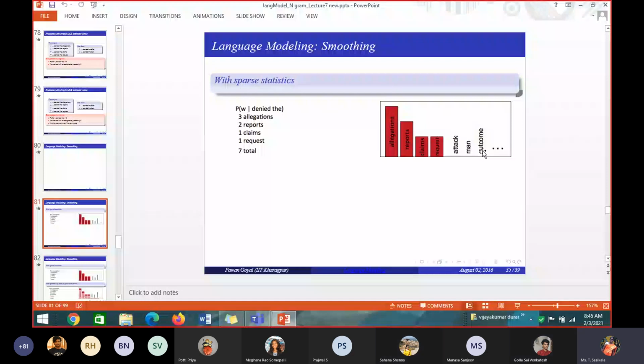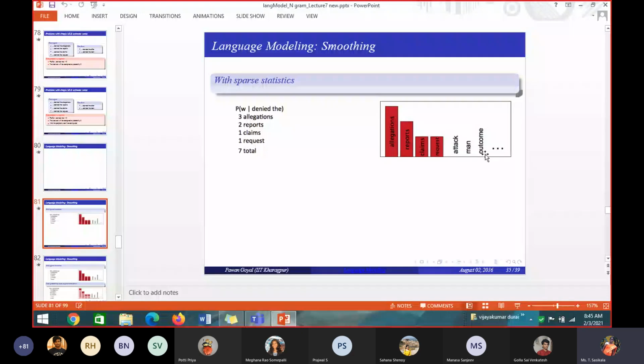So that's why there is no red bar here, because these red bars are training data, where allegation is occurring 3 times. The highest bar is allegation; report is 2 times, claims and request is 1 time, so they both are equal. Attack, man and outcome have no red bar because they are not occurring any of the times, so their probability is 0. So how to get the probability for this by using a smoothing technique, we'll see now.